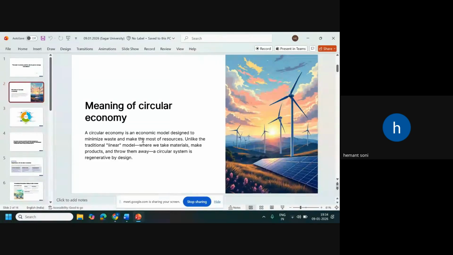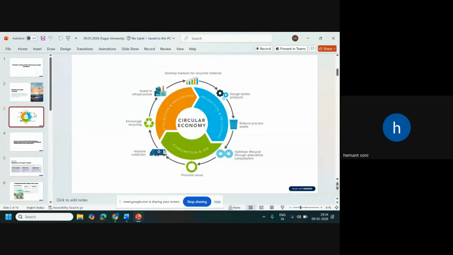So that is basically the concept of a circular economy, in which the idea is to reduce, reuse, and redesign. I'll be coming to the definitions that are given in the standardized contents. So reduce, reuse, and regenerate. Basically, these are the concepts of circular economy.